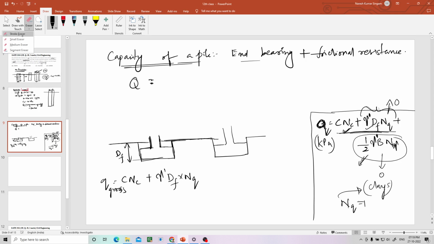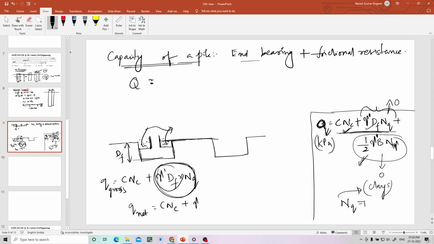Now, after excavating, after constructing, if you pour the soil again, due to this soil, this strength will come, right? Due to this soil. Suppose if you want to have the net capacity, if you want to calculate the net capacity, what you have to do?